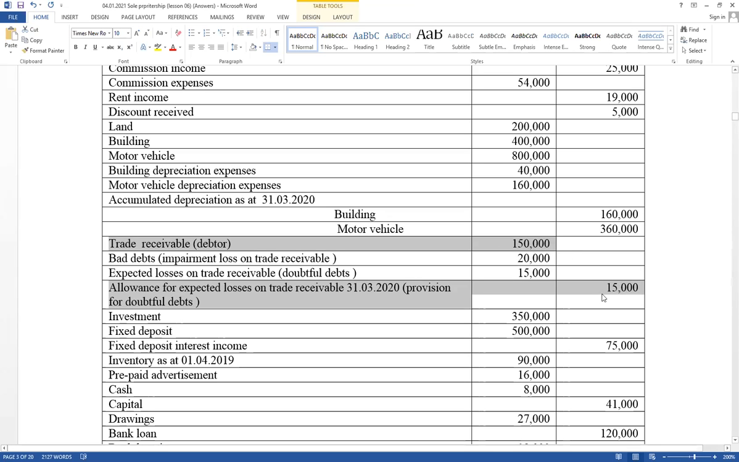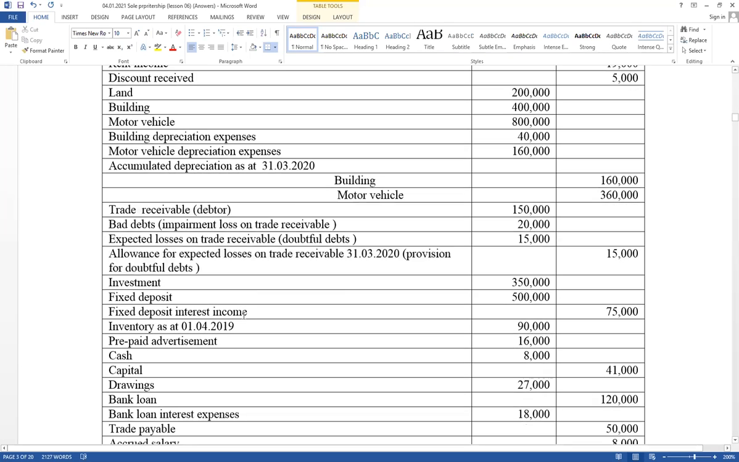I will discuss later. Trade receivable 150,000. From that value, 15,000 should be deducted as a provision for doubtful debts. It is equal to allowances for expected losses. Then think about bad debts. It is called impairment loss on trade receivable expense under distribution expense. Expected losses on trade receivable, that is doubtful debts, also distribution expense.